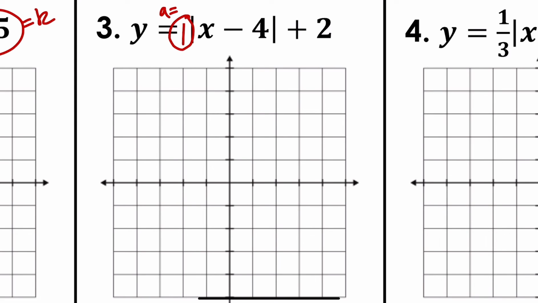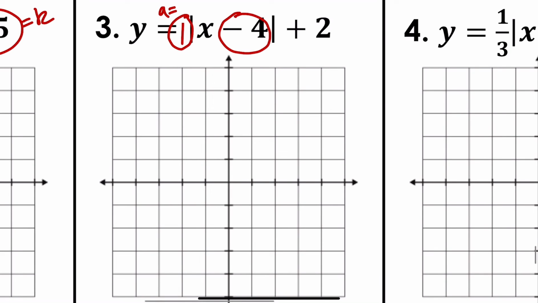All right, so let's find our H. That's going to be this one here. That's -4, but remember, we want the opposite of that, so it's actually going to be a +4. And then for K, we have +2. All right, so using our H and K, we're going to find our starting point or our vertex. So we're going to go over 4, up 2. So we're going to go over 1, 2, 3, 4, up 1, 2, right here. That's our vertex. Okay, cool.